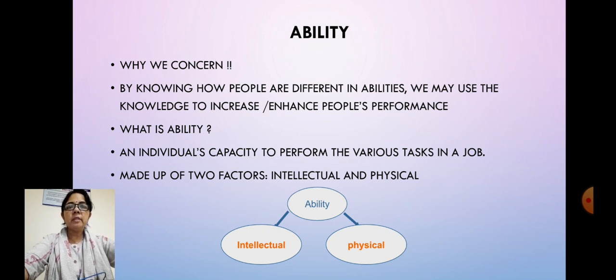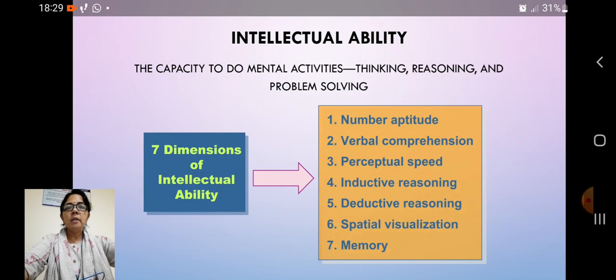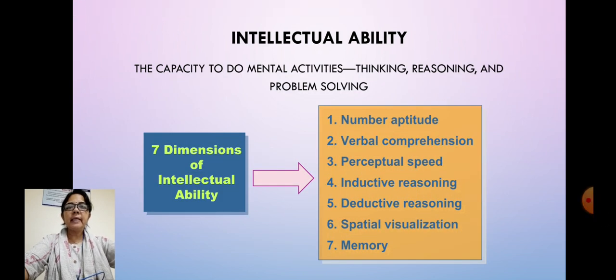So why are we so concerned about it? Because by knowing how people are different in abilities, we may use the knowledge to enhance people's performance. What is ability? An individual's capacity to perform the various tasks in a job. It can be made up of two factors, that is intellectual and physical ability. The intellectual ability is the capacity to do mental activities like thinking, reasoning and problem solving.